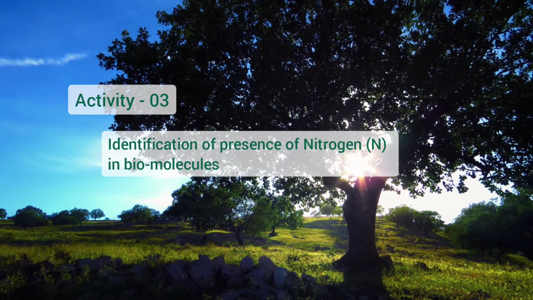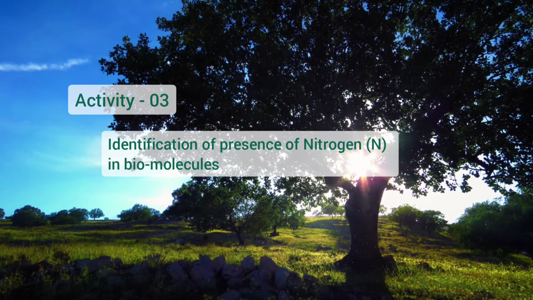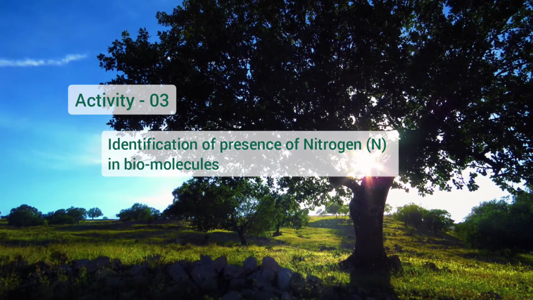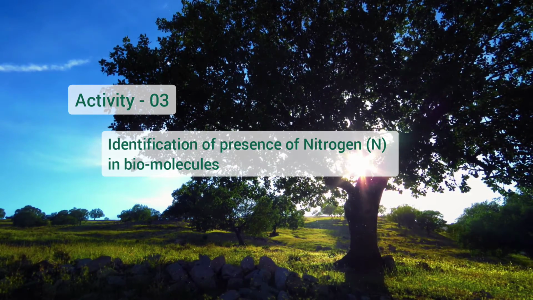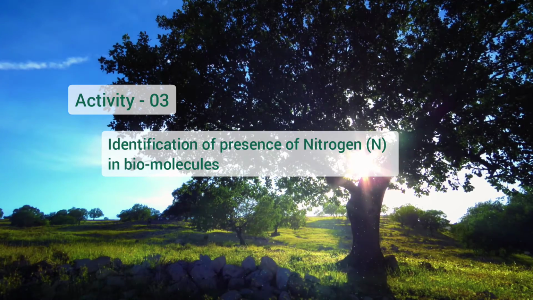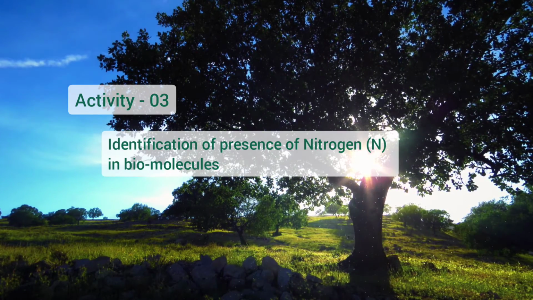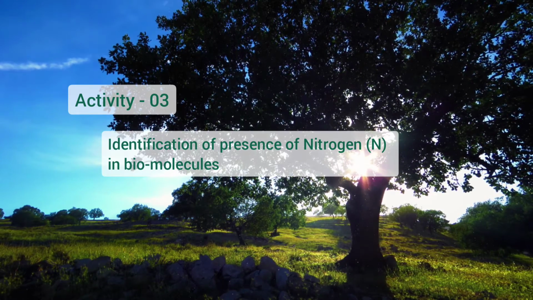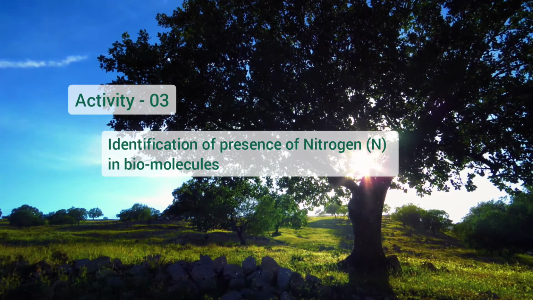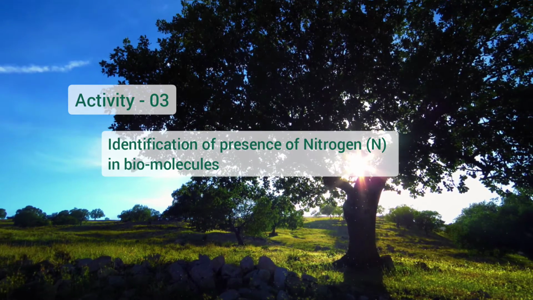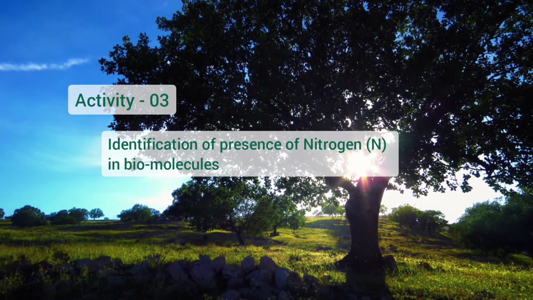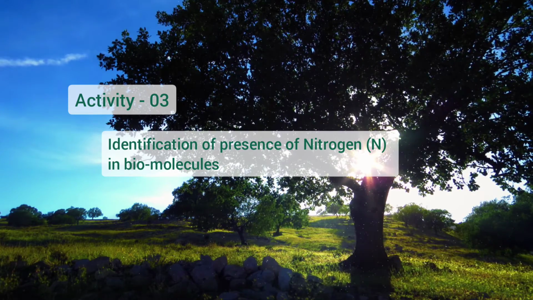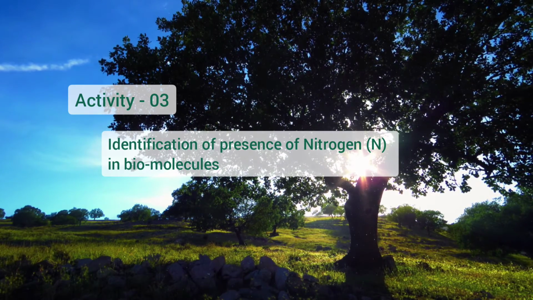Activity 3. Identification of presence of nitrogen in biomolecules. Materials required: 2 test tubes, solution of sodium hydroxide, solution of copper sulfate, egg white, piece of fish. Method: crush fish thoroughly, add water and mix well. Filter the solution. Put 2 milliliters of the fish extraction and egg white into separate test tubes. Add an equal volume of sodium hydroxide. Add a few drops of copper sulfate to it.